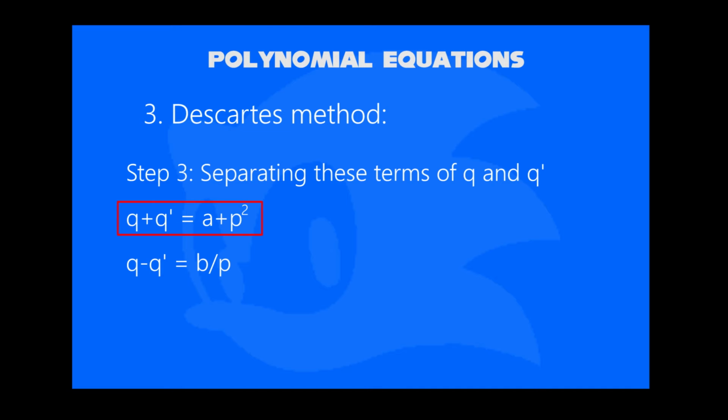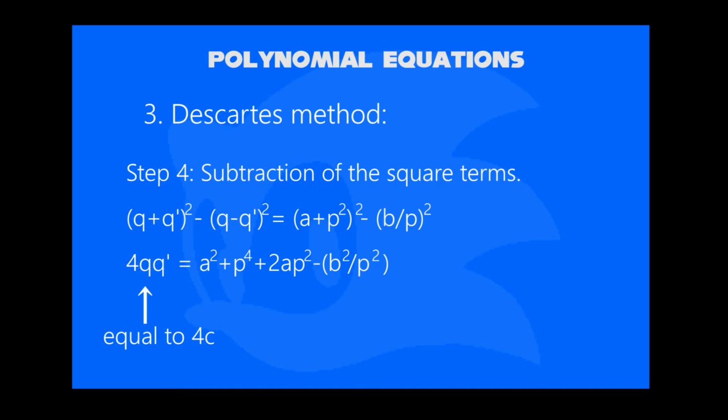For the positive sign, say q plus q' equals a plus p squared. And for the negative sign, say q minus q' equals b divided by p. Fourth step, subtraction of square term groups. We write (q plus q') squared minus (q minus q') squared. That belongs to the left-hand side. In the right-hand side, we have to equate, as seen from the previous step, (a plus p squared) squared minus (b divided by p) squared.